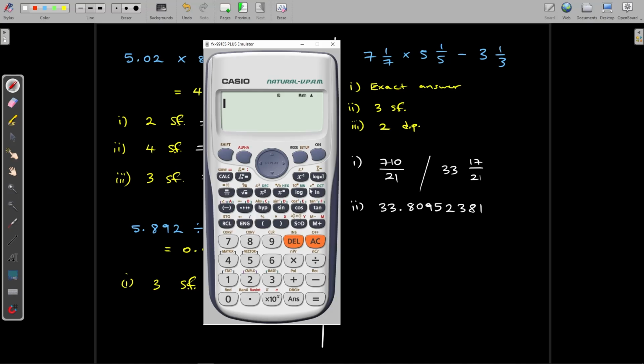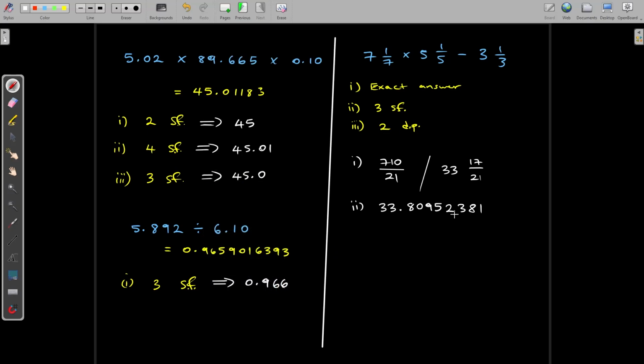Alright, so as a decimal, well, they want 3 significant figures. So to 3 significant figures, this would be what? 33.8. So we look at what's in the third significant position, the number that comes after it. That's not significant to us in this case, so it's just 33.8.